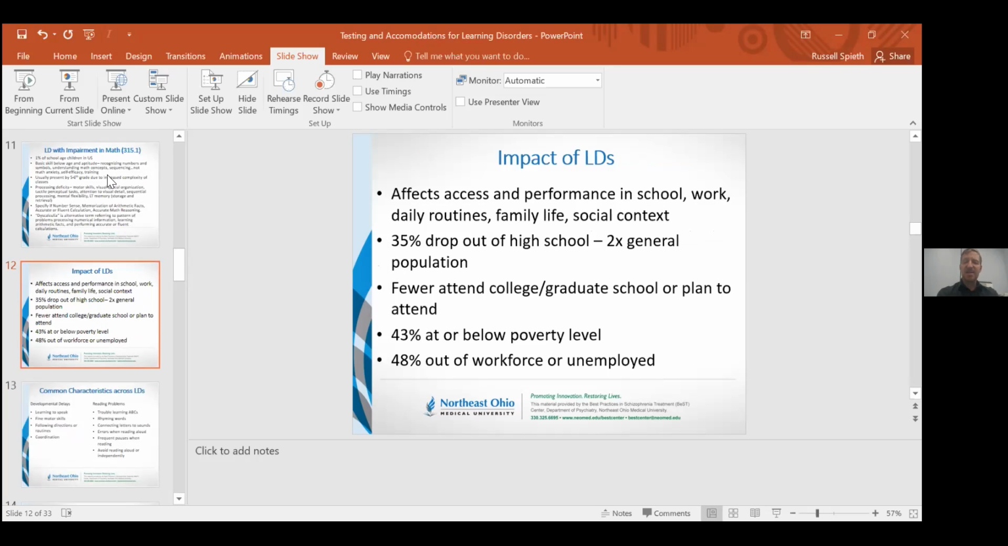So what is the impact of learning disorders? Quite significant, and we don't think about it much. It can affect a lot of different areas of one's life. Again, just thinking about my own family, how much stress and strife there was when there was this perception that my sister was lazy or not working hard. Clearly that can affect a lot of things. 35% of people with a learning disorder are estimated to drop out of high school, which is twice the general population. Significantly fewer attend college or graduate school. 43% are at or below the poverty level, and 48% are out of work or unemployed. So there are some significant issues with learning disorders.